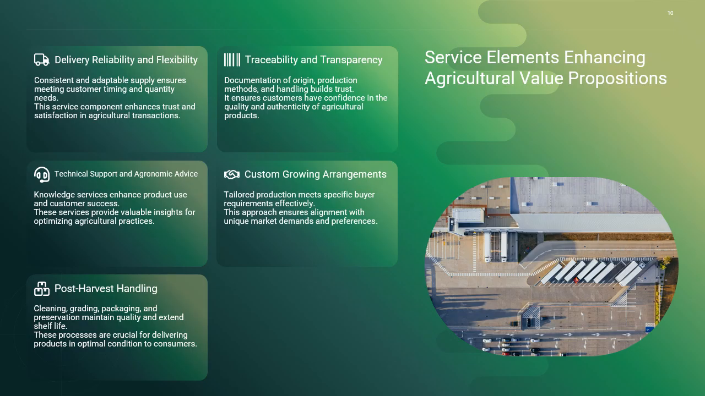Custom growing arrangements involve tailored production that meets specific buyer requirements effectively. This approach ensures alignment with unique market demands and preferences. A berry farm might contract with a premium yogurt manufacturer to produce specific varieties with optimal processing characteristics, harvested at precise ripeness stages and delivered according to the processor's production schedule.